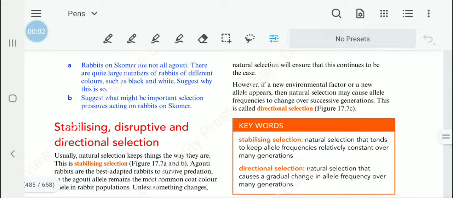Biology chapter 17 theory video 5. Now we are going to discuss different types of natural selection.